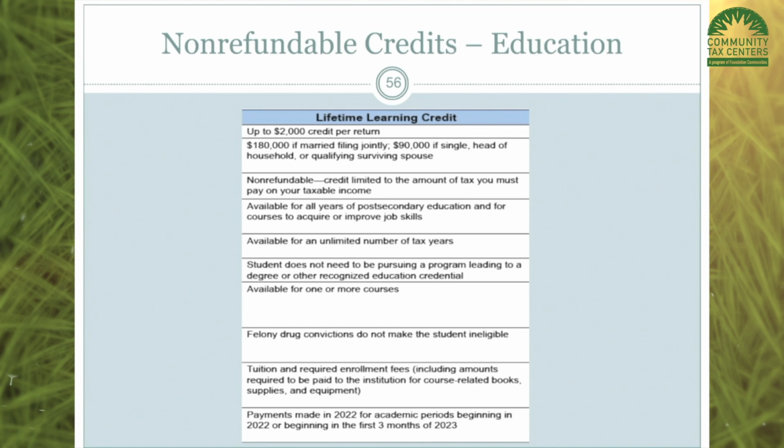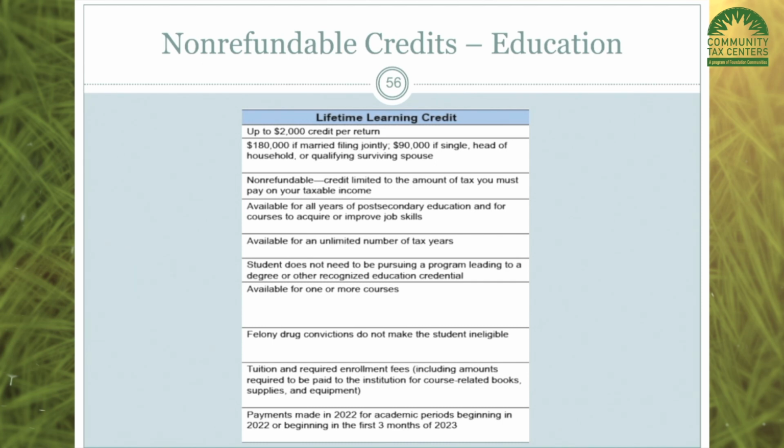Again, we're not going to look at the phase-out income. This is a non-refundable, just strictly non-refundable. It's not split like the American Opportunity. This non-refundable credit is limited to the amount of tax you must pay on your taxable income. So this credit, it is 20% of those qualified expenses on there.